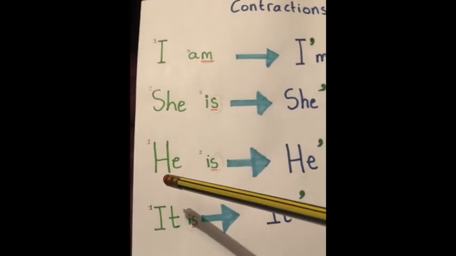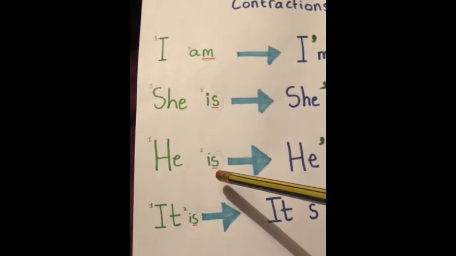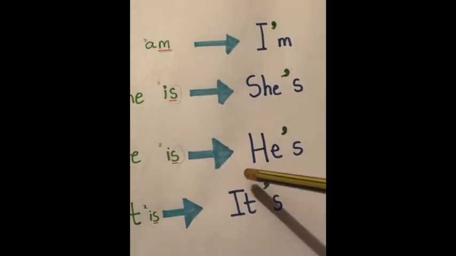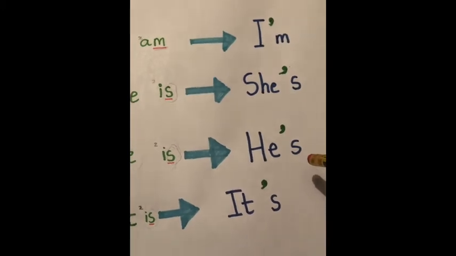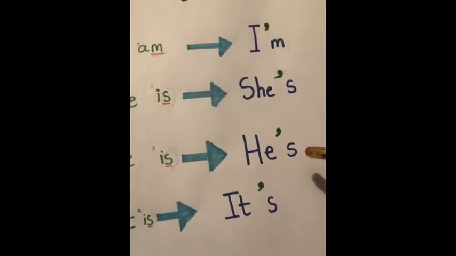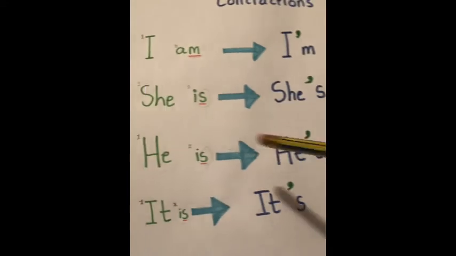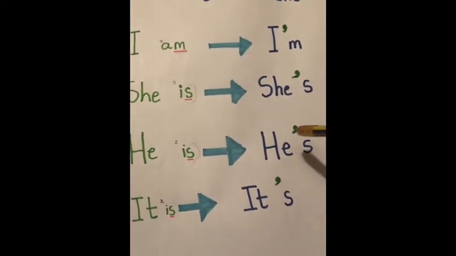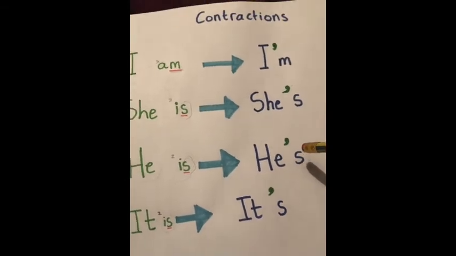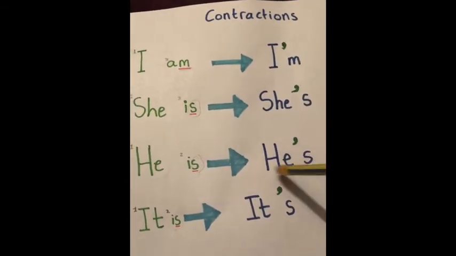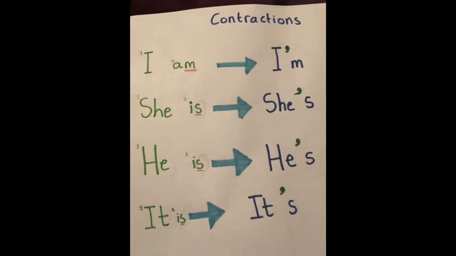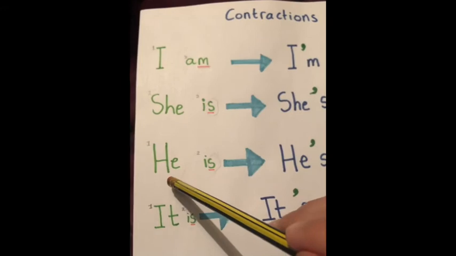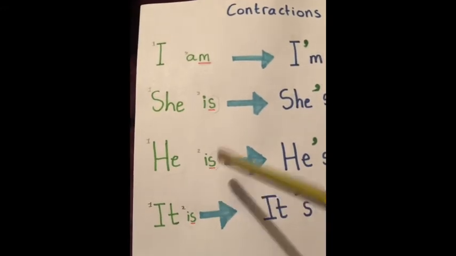Now, he is. He is. He's. He's a very smart boy. He's a very smart boy, or he is a very smart boy. Okay? Now he's is the contraction because it is the one word that is made from these two words, he and is.